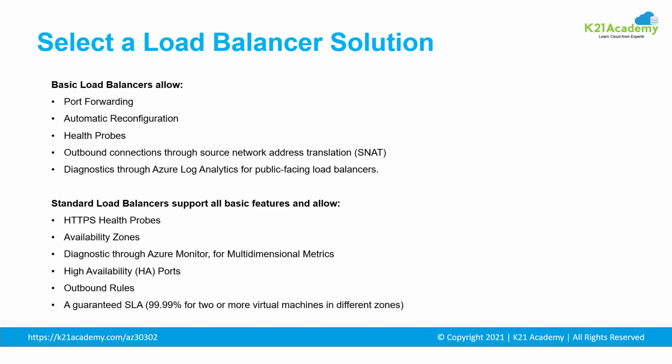Basic allows port forwarding, automatic reconfiguration, health probes, outbound connections through SNAT, and diagnostics through Azure Log Analytics for public facing load balancers. The basic load balancers can only be used with availability sets. They cannot be used with availability zones. Standard load balancers support all the features that basic supports. Additionally, they support HTTPS health probes, availability zones, which was not there in basic, diagnostics through Azure Monitor, high availability ports, outbound rules, and a guaranteed SLA of 99.99%. That's how you select which tier you want to go with, the basic tier or the standard tier.